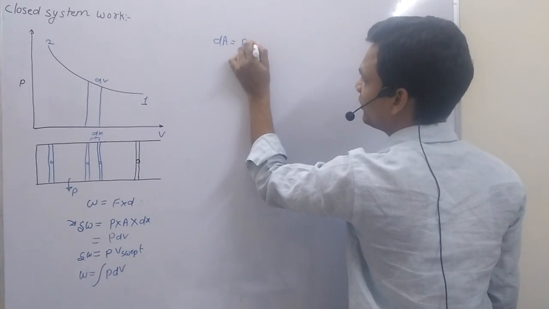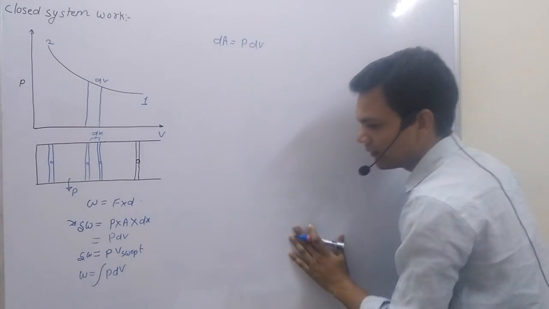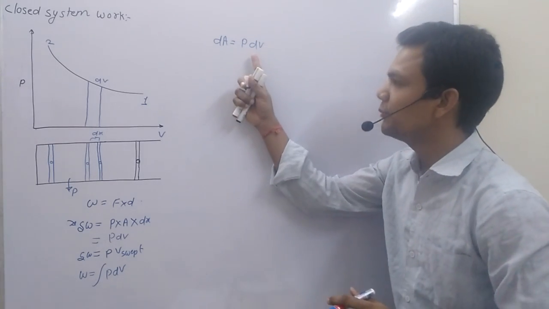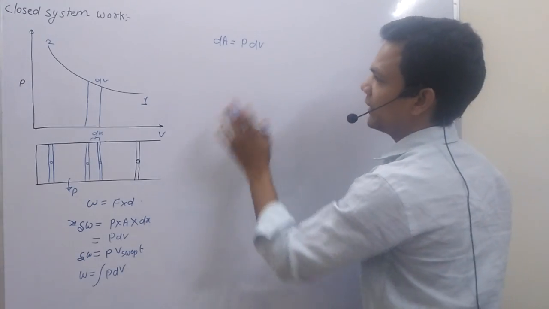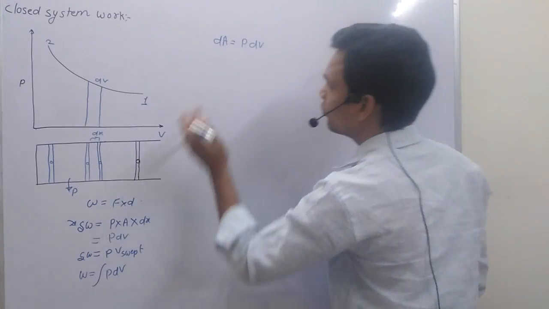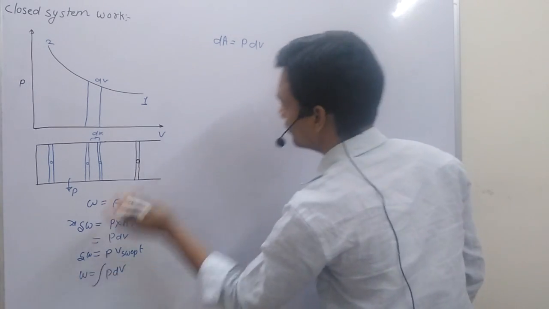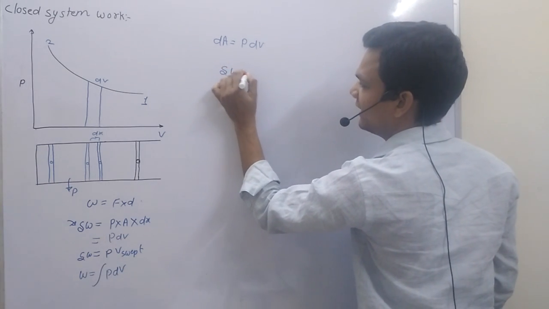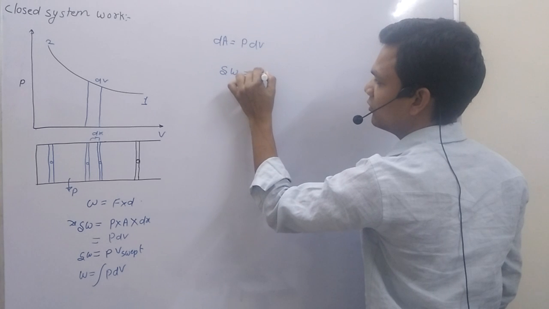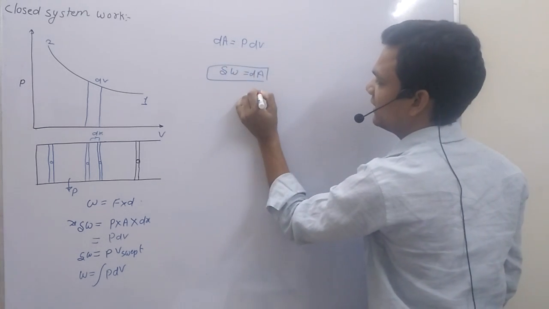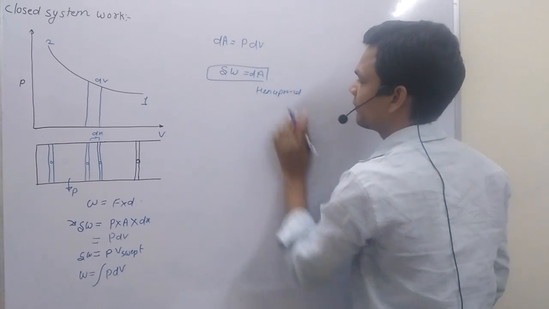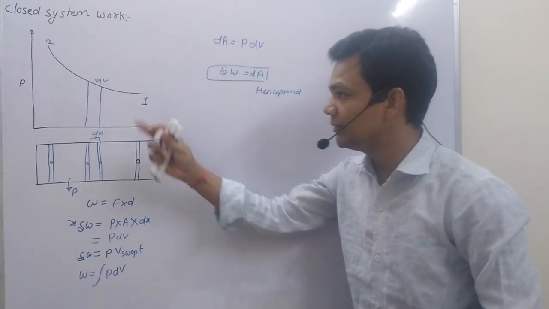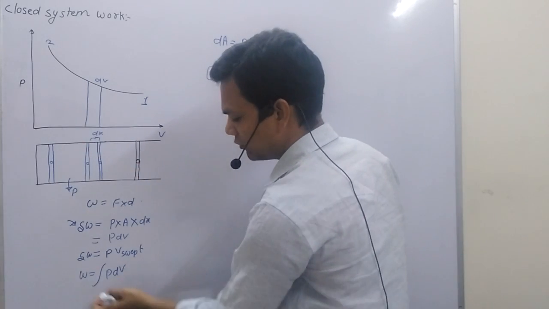Now this area will be equal to P dV, because now you can see from here that work and area are equal, so we can also write del W is equal to P dV. Now hence proved that the area under the curve on the PV diagram is equal to work.